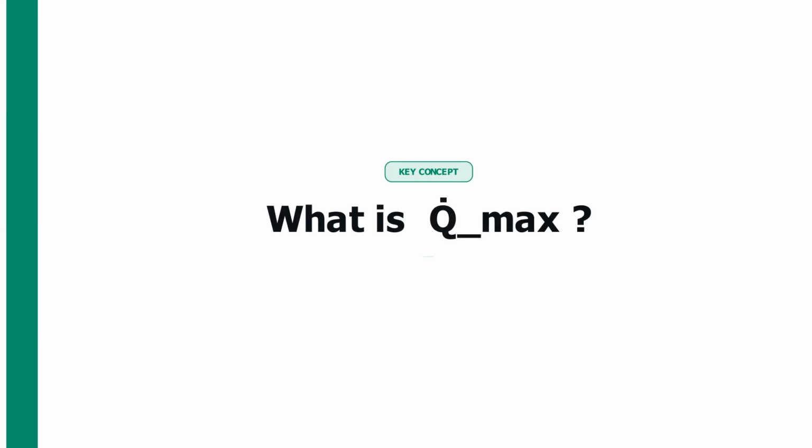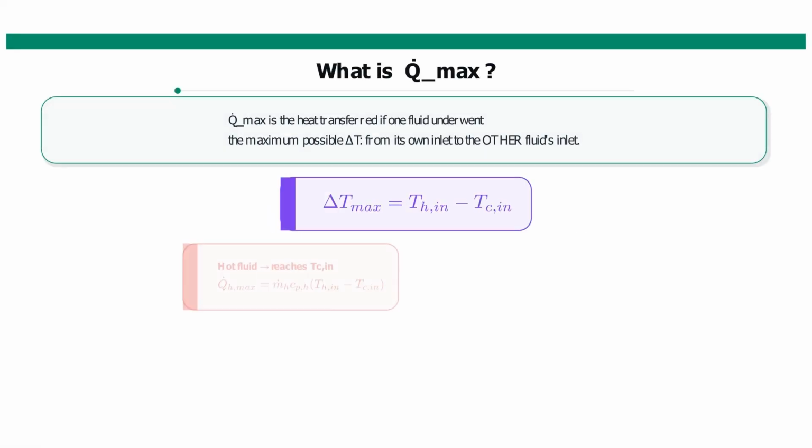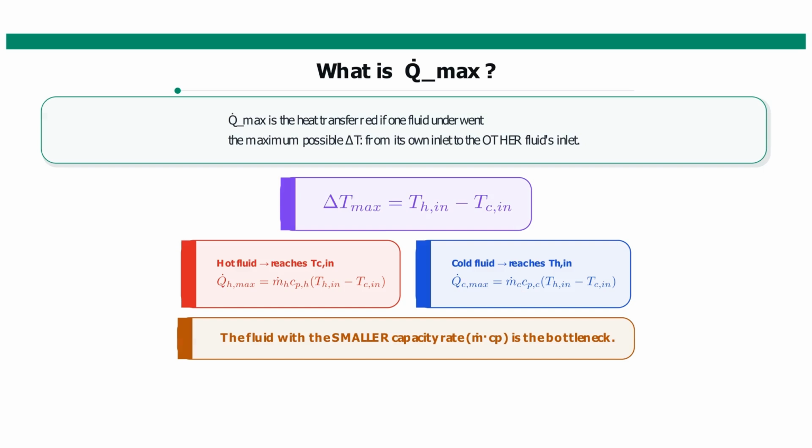Now, what is Q dot max? The maximum possible heat transfer would occur if one of the fluids underwent the maximum available temperature change, from its own inlet temperature to the inlet temperature of the other fluid. The maximum available temperature difference in the system is simply TH in minus TC in. But which fluid limits us?